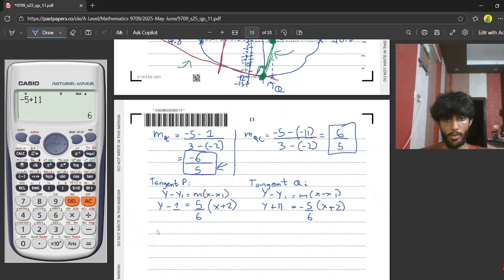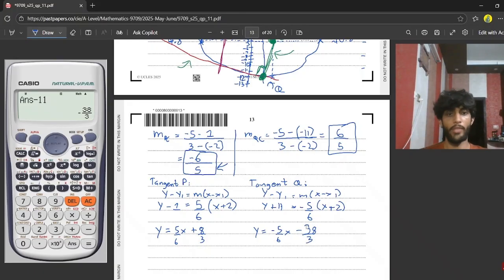And then we can simplify this. So this becomes y equals 5/6 x. When you multiply 5/6 with 2, you get this value, and then you add 1 to it and it becomes 8/3. So this is +8/3. Then you can do the same thing over here, and you get -5/6 x. Then you get -5 divided by 6 times 2, minus 11, so that is going to be -38/3.